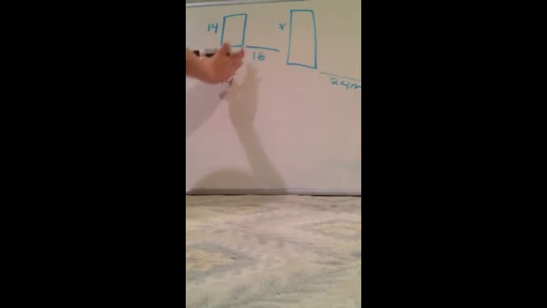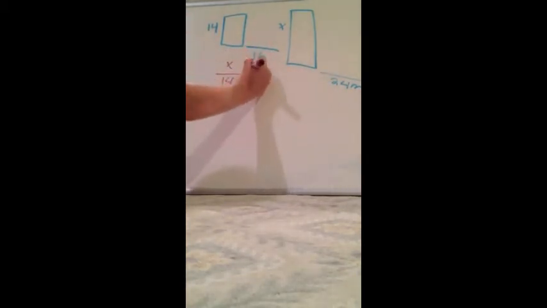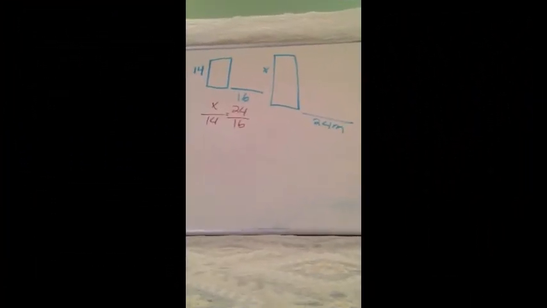Okay, so we took x over 14 equals, we have to do big over small, so equals 24 over 16. Okay, so the next step is to cross multiply. I don't really know why I like that word so much, but we are going to cross multiply.